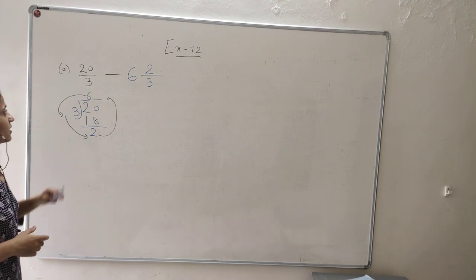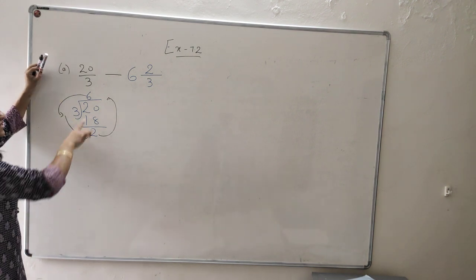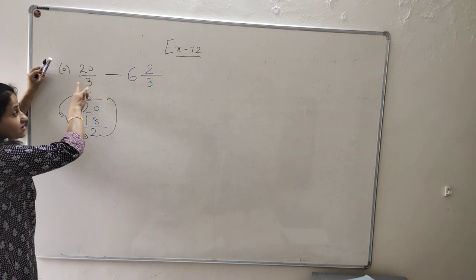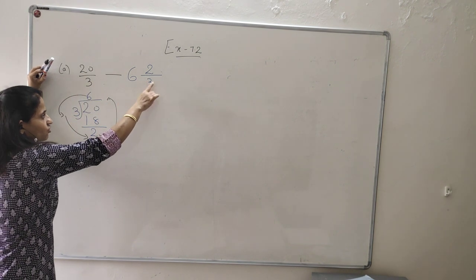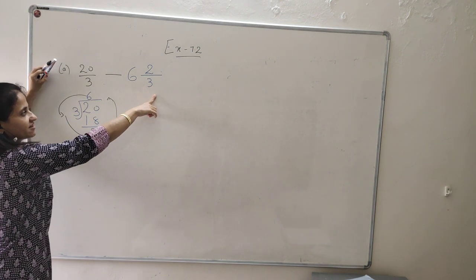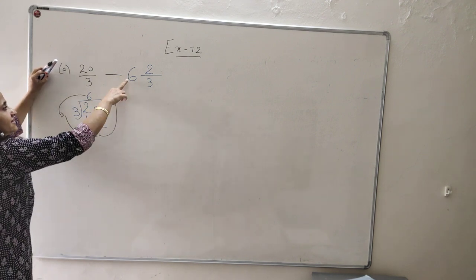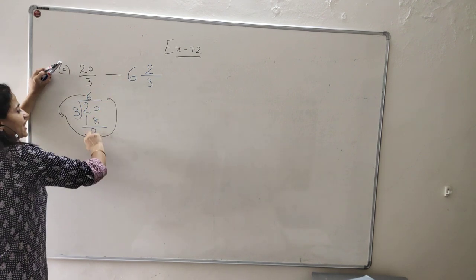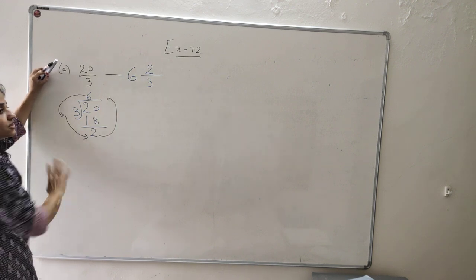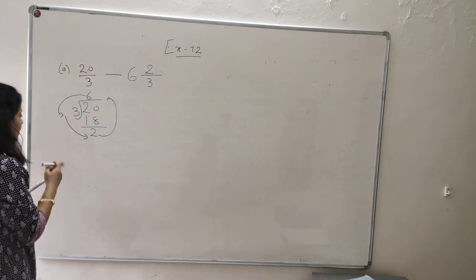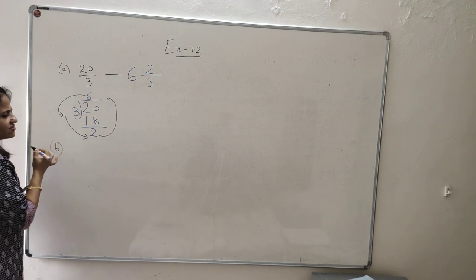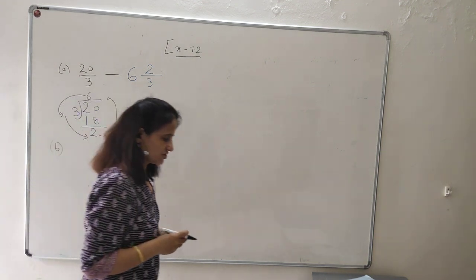Or else, whatever the denominator is there in the question, here the denominator is 3. So for the mixed fraction also the denominator will be 3. Only you need to remember that the integer will be the quotient and the remainder will be the numerator. You can do, I think, 3 to 4 questions on one page.